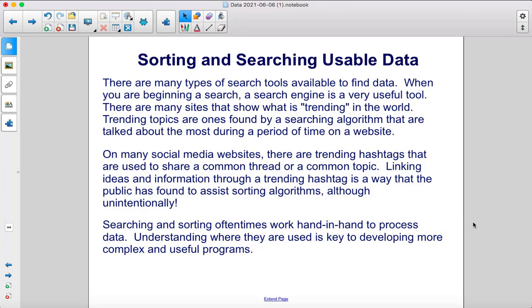on a website. On many social media websites, there are trending hashtags that are used to share a common thread or a common topic. Linking ideas and information through a trending hashtag is a way that the public has found to assist sorting algorithms, although unintentionally. Searching and sorting oftentimes work hand in hand to process data. Understanding where they're used is key to developing more complex and useful programs.